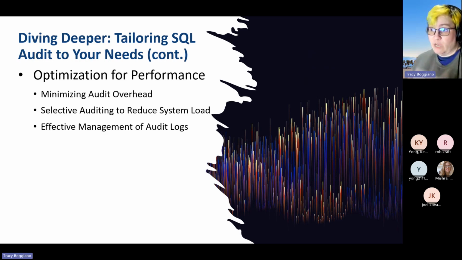And by doing this, you'll be optimizing for performance. You'll minimize the audit overhead because you'll have less data to filter through. You'll be writing less data, plus the less it's got to collect, the better performance you'll get. You won't be hurting the CPU and the memory on the system by being selective about it, and it'll effectively help you manage your logs.